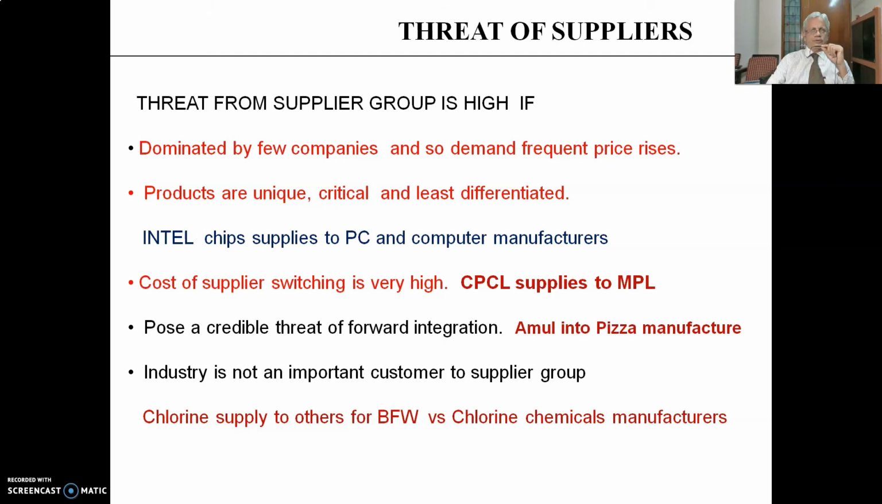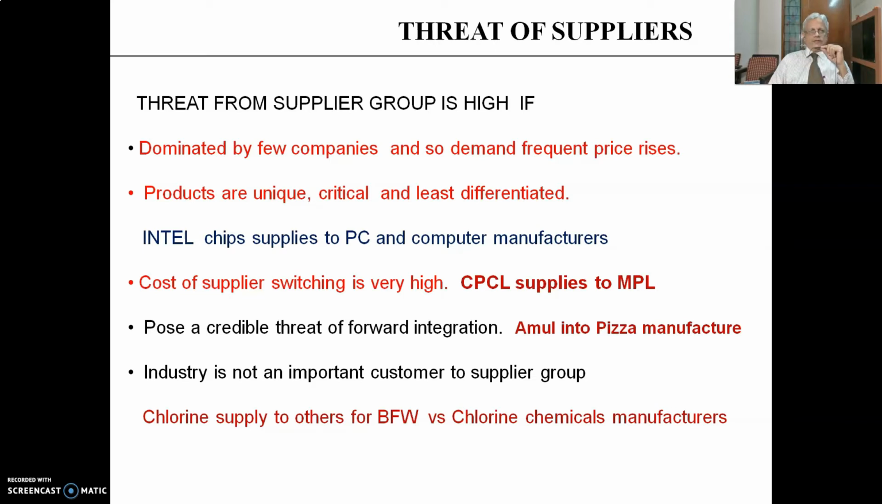The threat of the supplier. The threat of the supplier group is very high if it is dominated by a few companies, and so obviously they will be demanding very frequent price rises, particularly if the products are all unique in nature, critical for the requirement, and also least differentiated. Example, Intel chip supplies to PC or computer manufacturers. Obviously there are not many competitors available to provide the chips in the world.